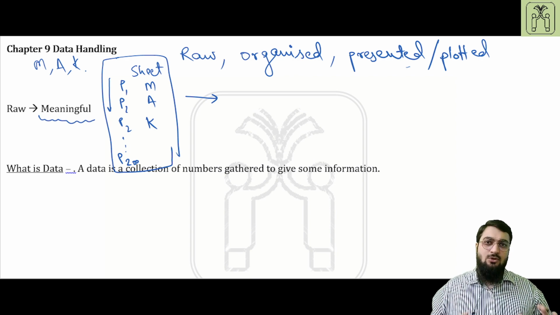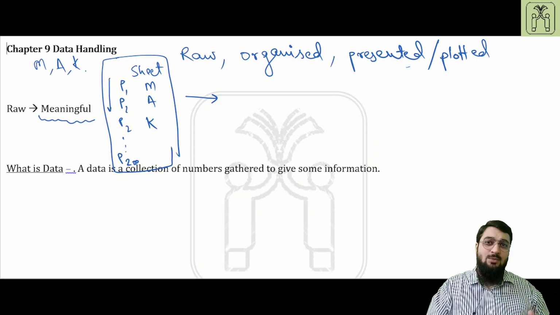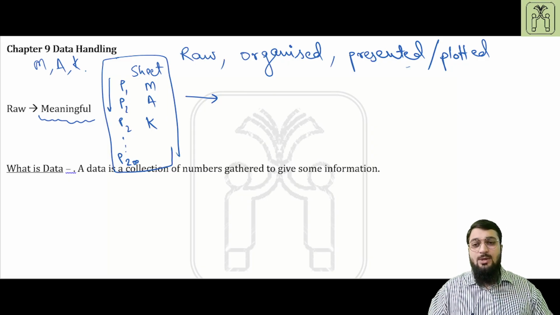So first of all, what I'm trying to do is make you aware of what data is. After that, we'll come to the definition of data handling. What is data? What is organized data? What is a bar graph? What is a pie chart? That will come later on, but the basic concept should be clear.